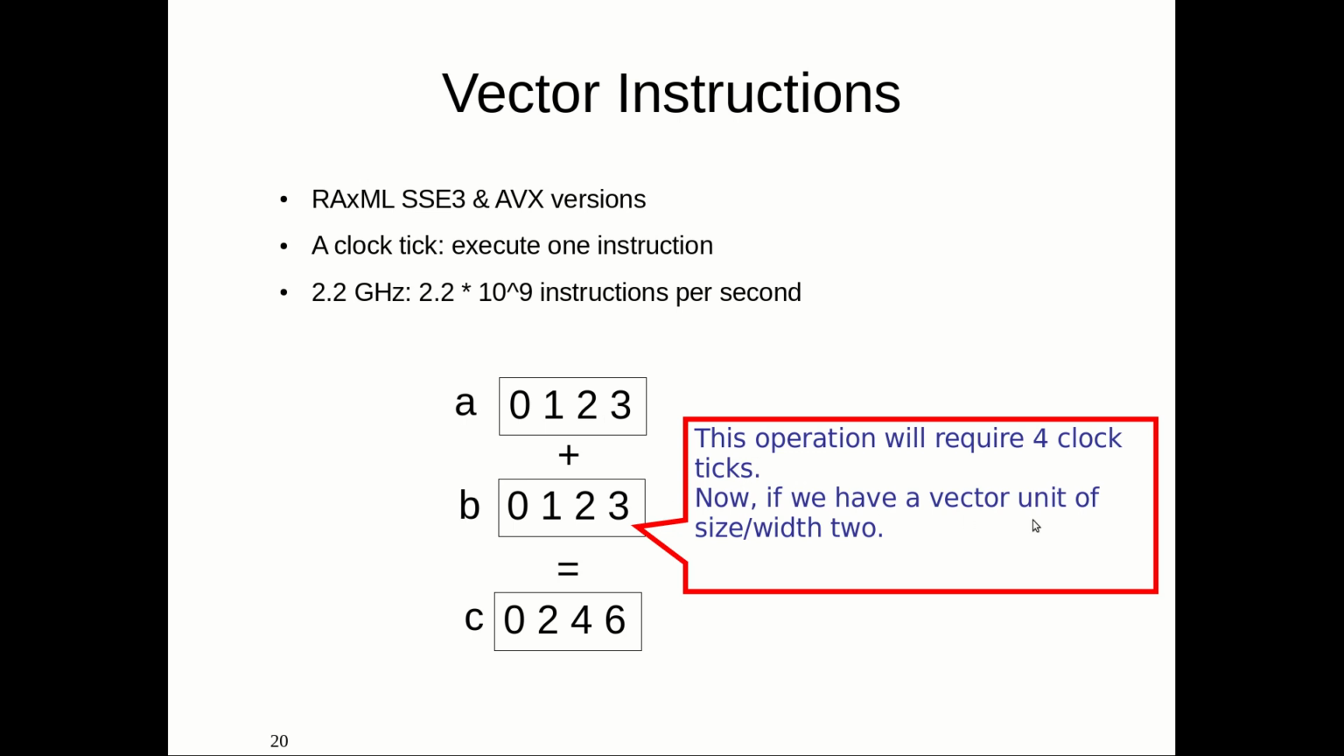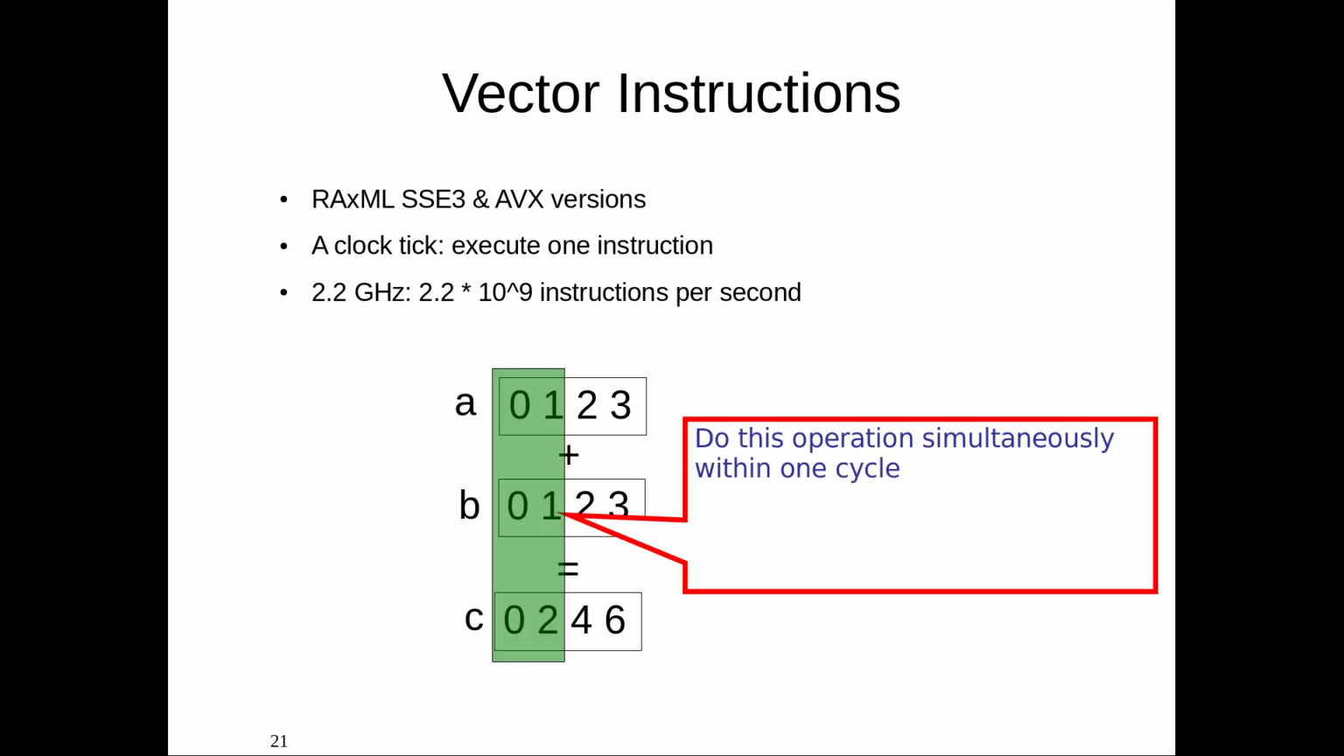Now, if we have a vector unit of width 2, we always talk about the width of this vector unit, meaning how much data it can actually take in. If I have a vector unit of width 2, I can do those two operations simultaneously, because I'm applying the same arithmetic operation to the first entries of vectors A and B, and to the second entries of vectors A and B, and then I'm also storing them here.